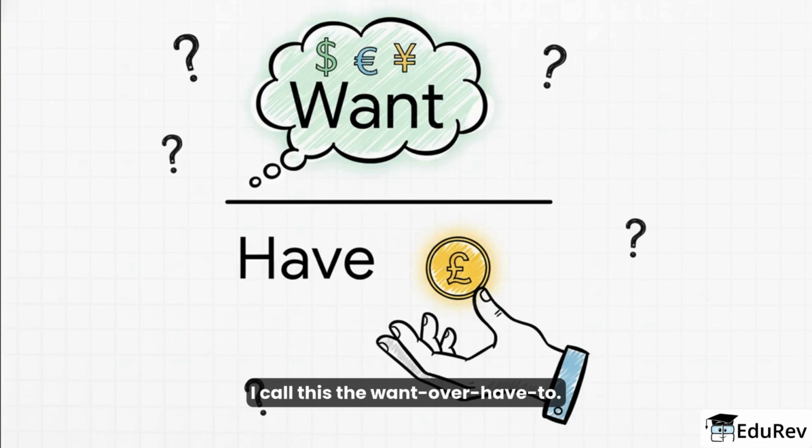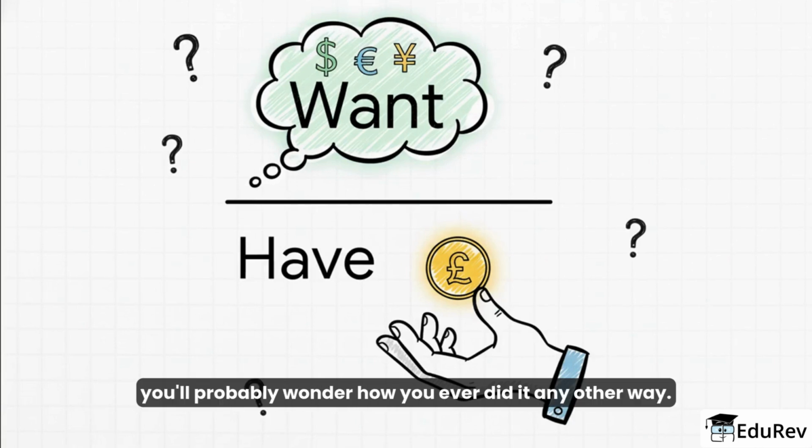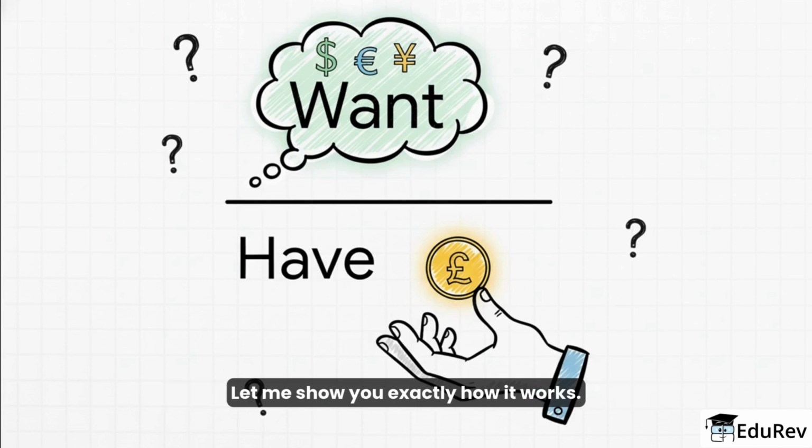I call this the want over have method. And trust me, it's so simple, you'll probably wonder how you ever did it any other way. Think of this little fraction as your new best friend for currency conversions. It takes all the guesswork out of it. Let me show you exactly how it works.